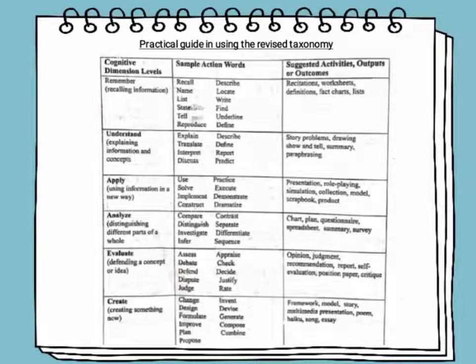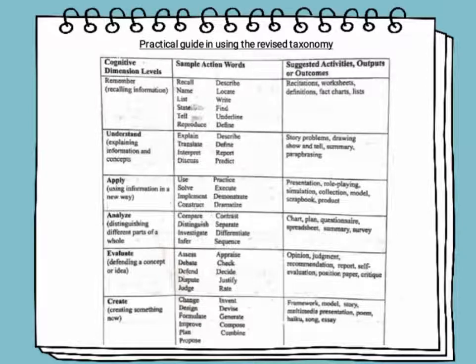Okay, let's start with remembering or recalling information. Since nabanggit na rin po namin earlier yung sample action words, yung na-mention na lang namin is yung mga suggested activities na pwedeng gawin natin sa paaralan. So, in the remembering, the suggested activities are citations, worksheets, definitions, fact charts, or list. Sa understand naman, which is all about explaining informations and concepts. Ang suggested activities natin ay story problems, drawing show and tell, summary, and paraphrasing.